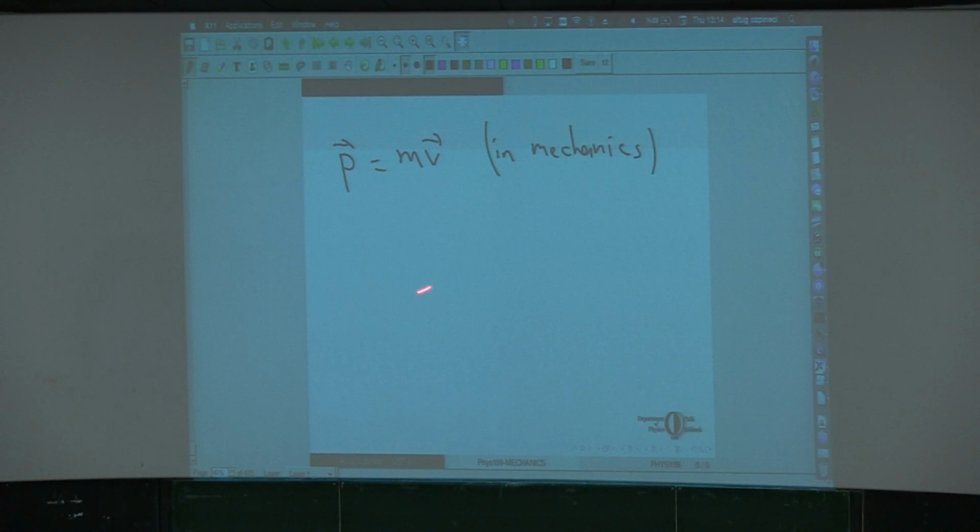We will not be discussing special relativity this semester, but it turns out that this is valid only for massive particles moving slowly. That is, V over C should be much less than 1. Only in this case will this expression be valid.